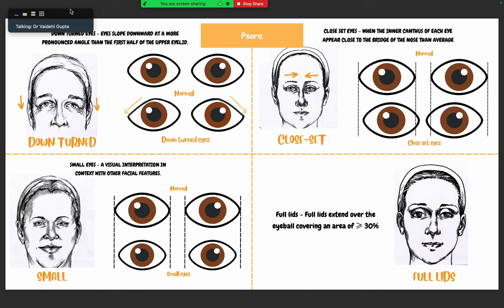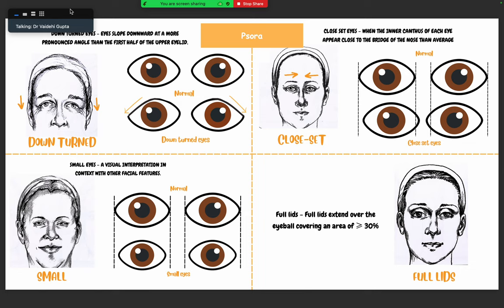In the sketch, we can see the upper one is the normal eyes, indicated by the hypothetical lines. While the lower one is the closed set eyes, they are quite close to the bridge of the nose. They are quite encroaching in the area of the bridge of the nose. This is the closed set eyes.